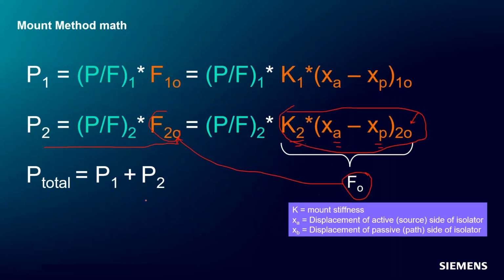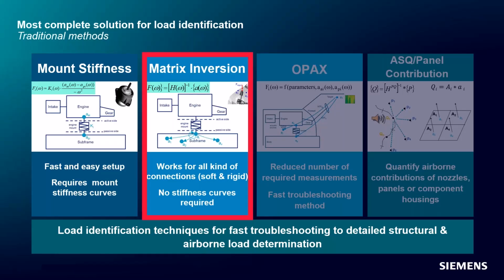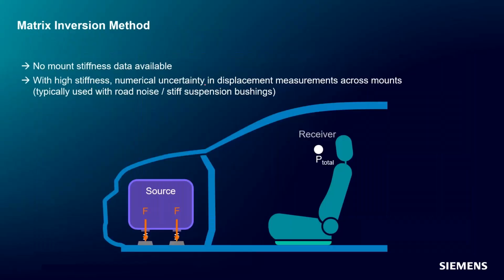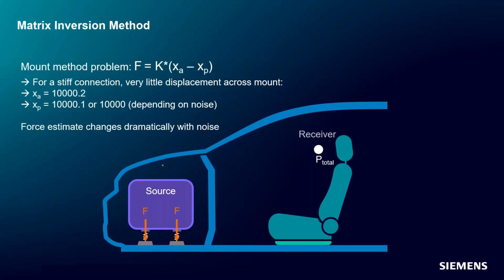I'm going to cover the matrix method. Sometimes, if we don't have a soft mount, we have a stiff bushing, like a suspension component or something like that, or a metal-to-metal contact, no rubber isolator, the vibration on the active and passive side would be very similar. In this case, you can see these look pretty similar, active versus passive side.